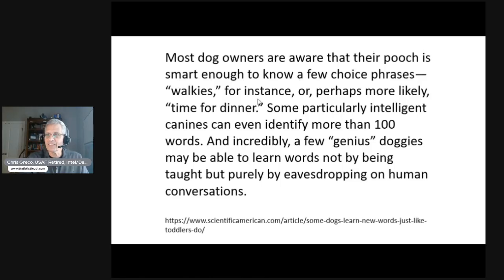Some particularly intelligent canines can identify more than 100 words. Doubtful, but okay. And incredibly, a few genius doggies may be able to learn words not by being taught, but purely by eavesdropping on human conversations. Again, some dogs learn new words just like toddlers do. Yeah, fine. I think it's colors, but okay.